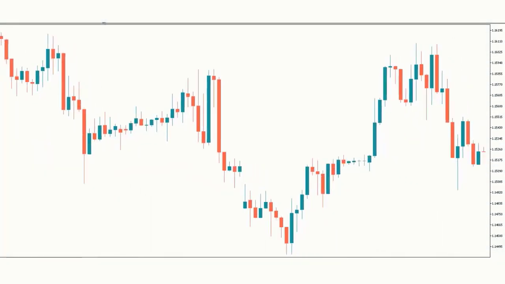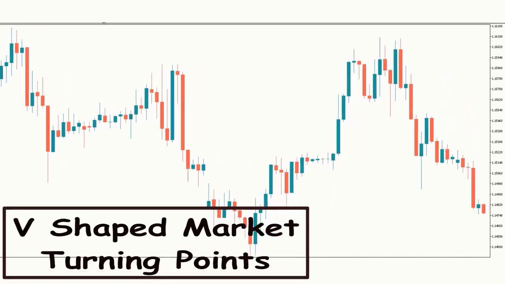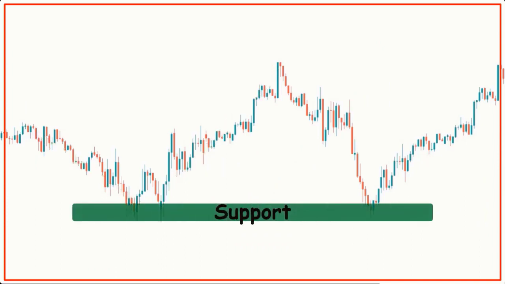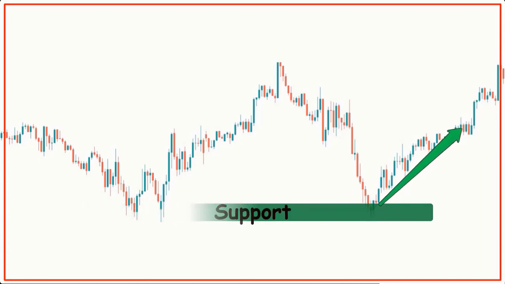That means we are looking for V-shaped market turning points. So on this chart we see a V-shaped turning point in the market and we plot a support level here. And as you can see, the price tested the same level. And the level gave support to the price.